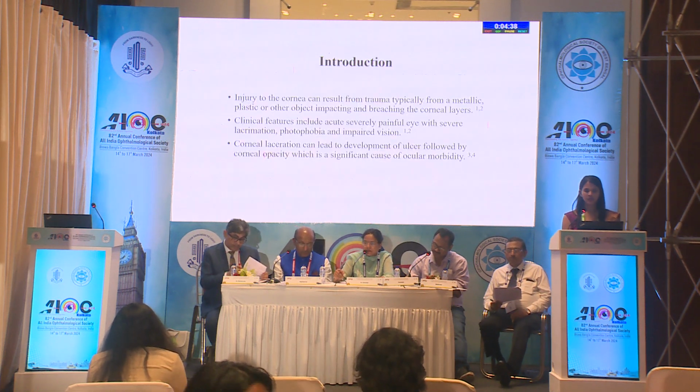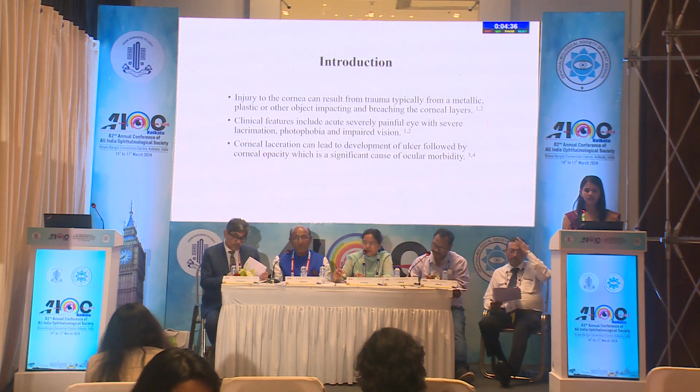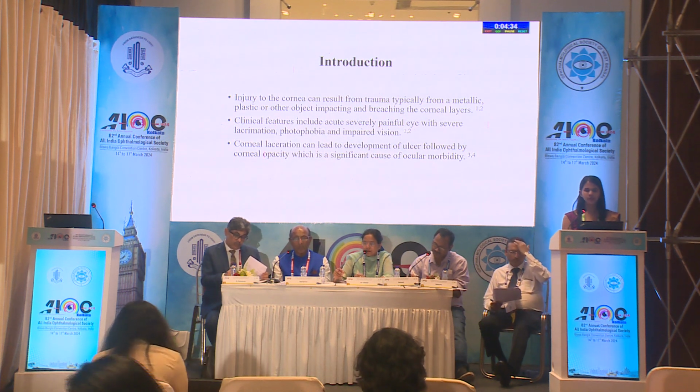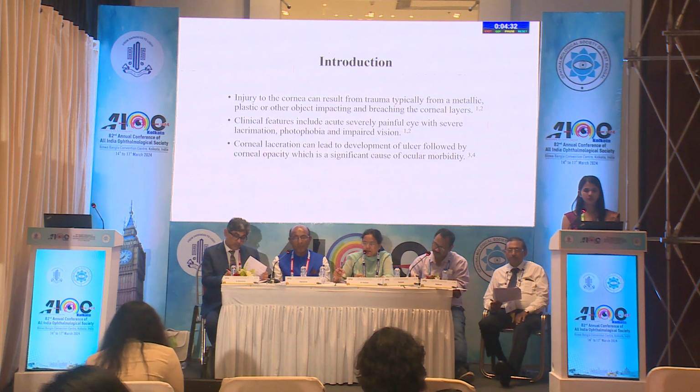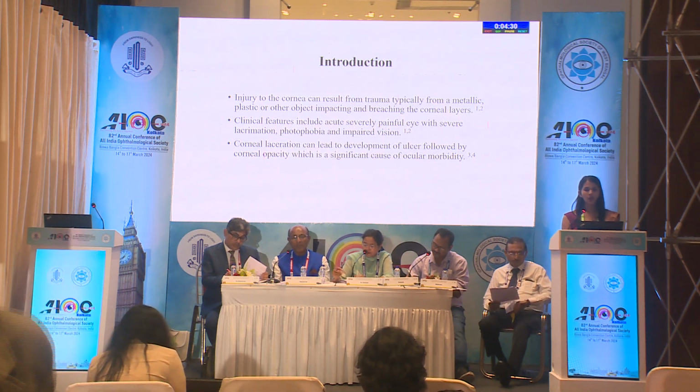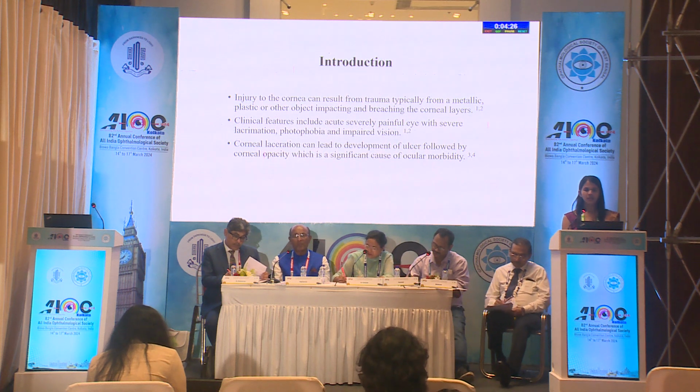Injury to the cornea can result from trauma, typically from a metallic, plastic or other object impacting and breaching the corneal layers. Clinical features include an acute, severely painful eye, with lacrimation, photophobia, and impaired vision. Corneal laceration can lead to the development of ulcer, followed by an opacity, which is a significant cause of ocular morbidity.